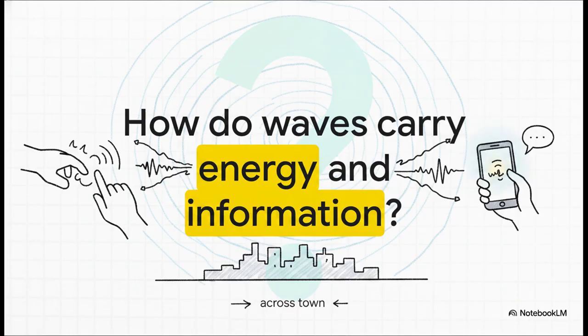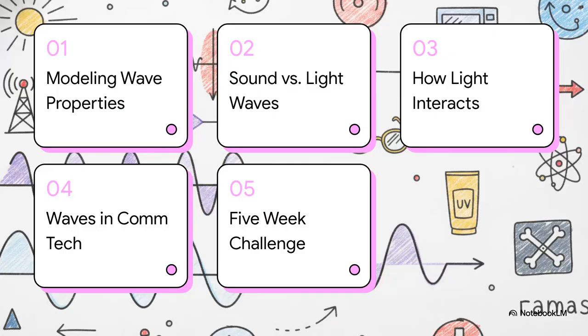Just take a second and imagine how a text message actually travels from your fingertips, through thin air, and then instantly appears on your friend's phone across town. I mean, it kind of feels like magic, right? But it's totally not. It's physics. It's all about waves. And by the time we're done here, you won't just be imagining it, you'll know exactly how it works.